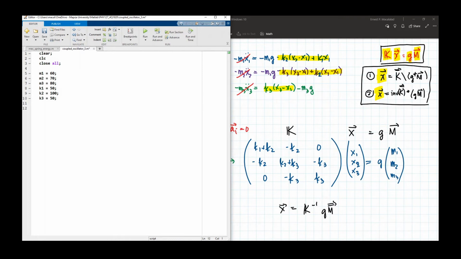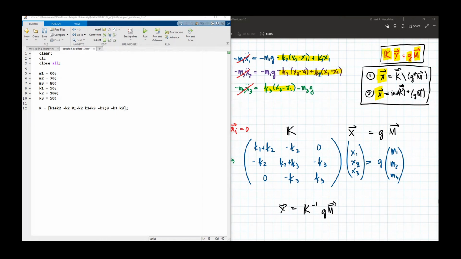And then let's just assemble the K, where K would be a matrix. So you have a row matrix that's K1 plus K2, then negative K2, then 0. Second row would be negative K2, K2 plus K3, and then negative K3. And lastly, the last row would be 0, negative K3, and K3.